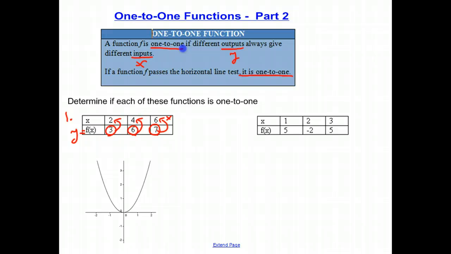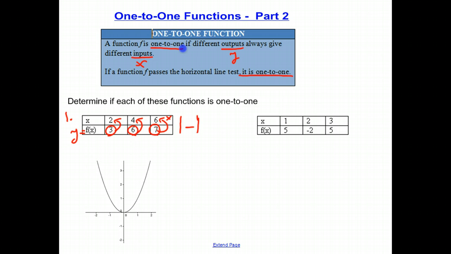Since there's only 3 points in this function, and they all 3 pass our definition of what a one-to-one function is, this is a horizontal function. I'm sorry, this is a one-to-one function. So we will write one-to-one.